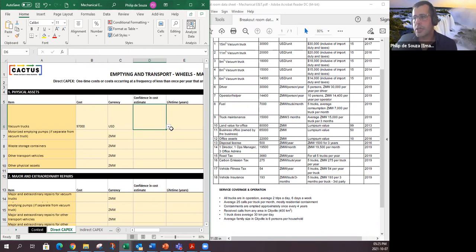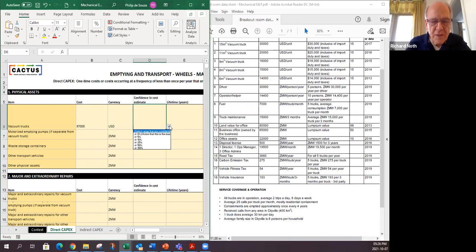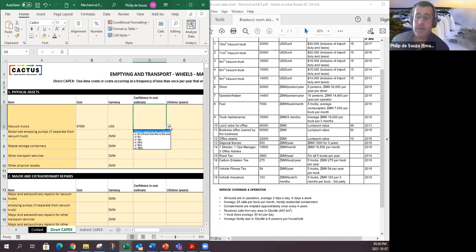Now, what you'll see here is also a confidence in our cost estimate. That might be a little bit small for you to see, but it ranges from plus minus 0%, which means you know this is the exact cost, all the way down to 100%, which is basically a complete thumbsuck. We've got zero confidence in this number. So for these vacuum trucks, what would you say your confidence would be? What would your guess be? You said it's 0%. You have zero confidence or zero error? Zero error, yeah. You're completely confident. I see.